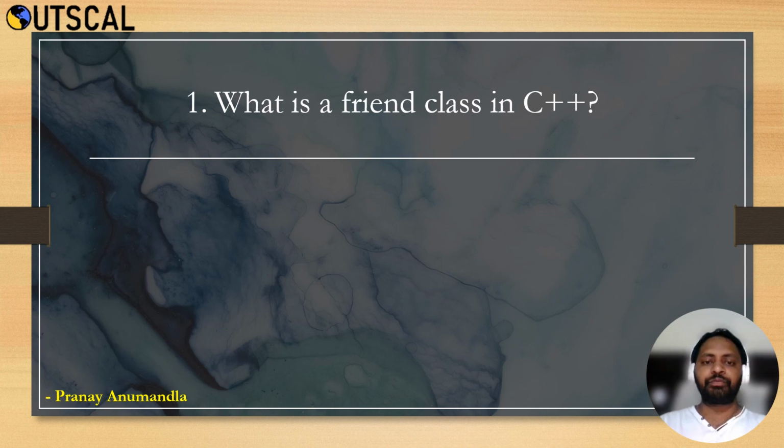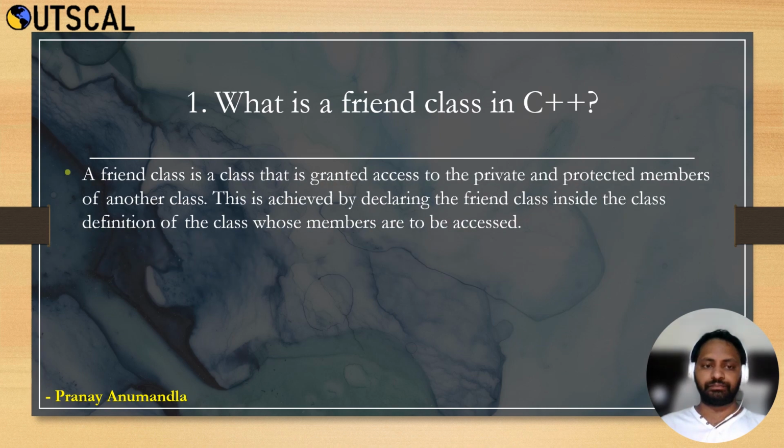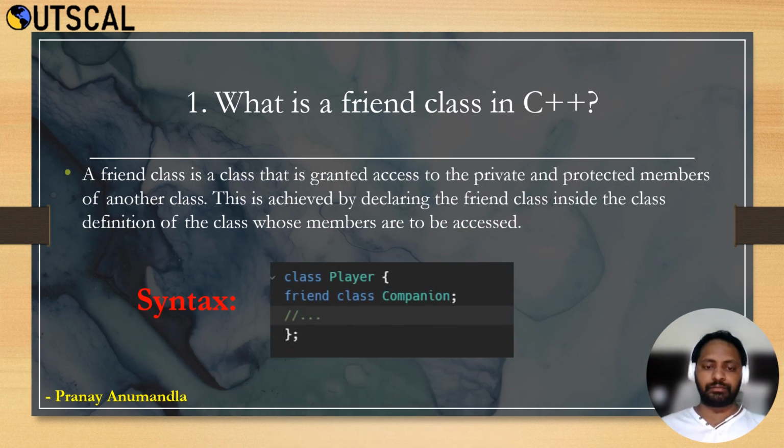Is this clear? We will see the syntax for how to derive friend class. This is the syntax. Exactly, player class and friend class is companion. Companion we see most of the games, like pet with the players. Okay, we use friend keyword before deriving the class. So this companion class will be able to access all private and protected member functions and member variables of the player class. This is clear, I think.